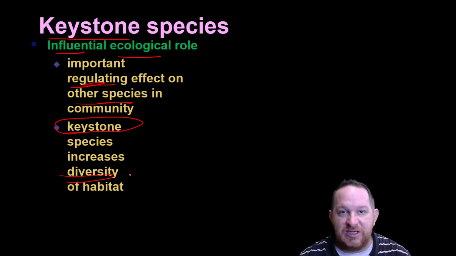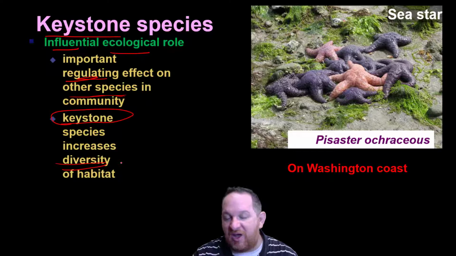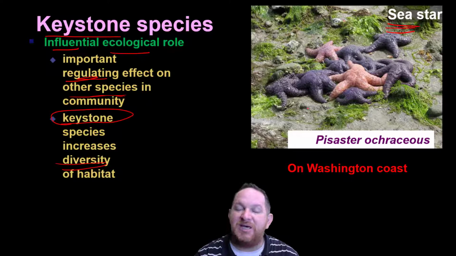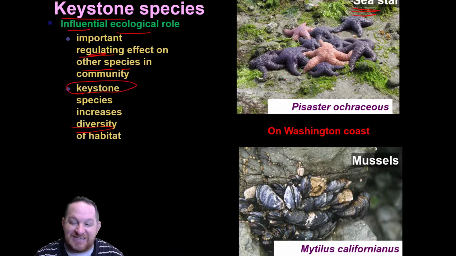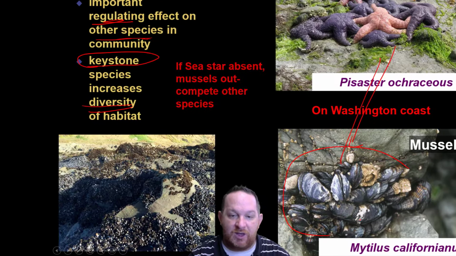So let me go back to my original example that I mentioned. That's the sea star, Pisaster ochraceus. The sea star was studied in a particular study on the coast of Washington State. They did some studies over several years. The sea star is actually a keystone species because it helps regulate mussels. This is the California mussel, Mytilus californianus. And this mussel population can really get out of control if the sea stars aren't there to eat it and keep it under control. So if the sea star is absent, the mussels are able to outcompete all other species, and they quickly take over.